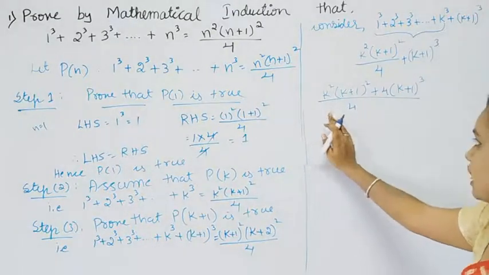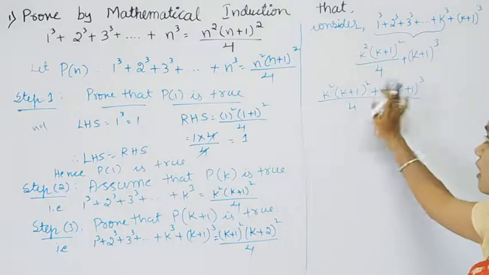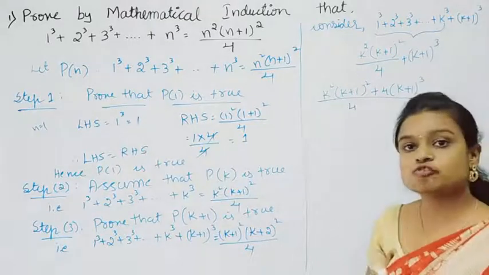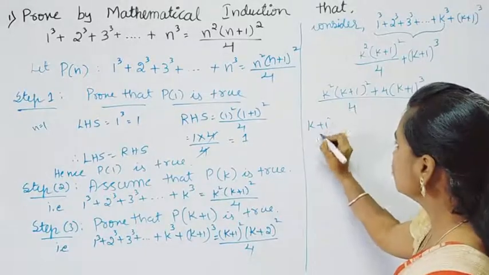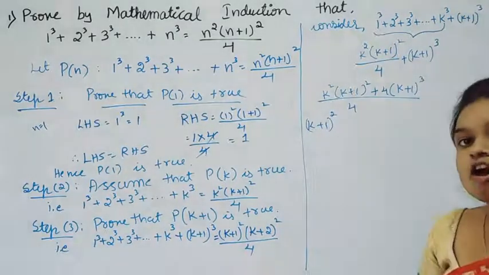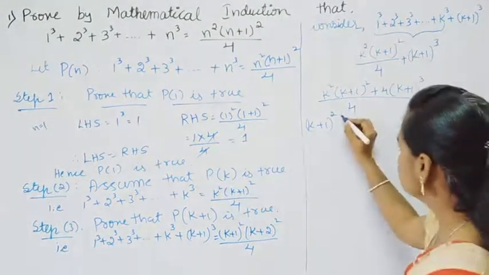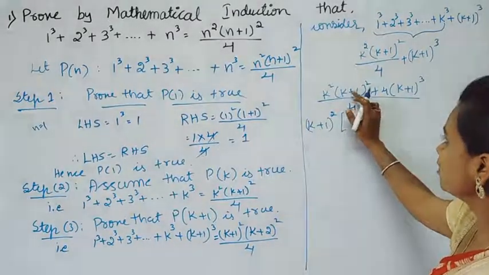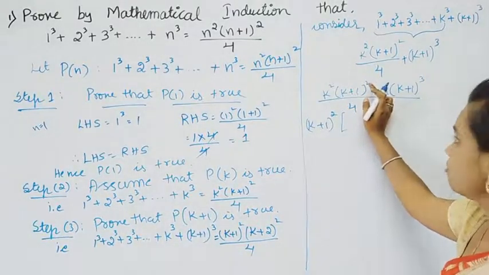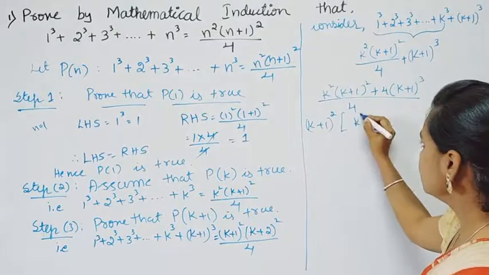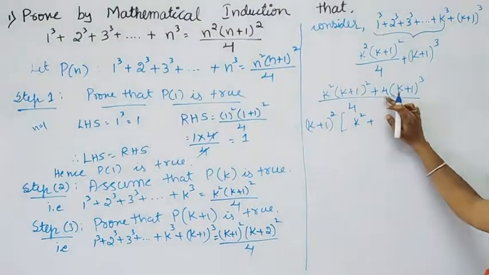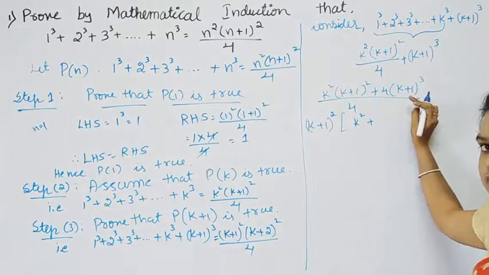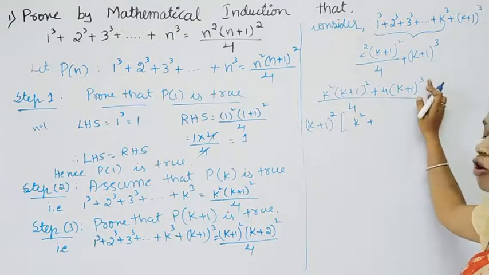So in the next step, observe that in both the terms we have (k plus 1) whole square as a common factor. So take (k plus 1) whole square as a common factor. Okay. So what is the remaining term? (k plus 1) whole square becomes common. So here we get only k square plus, and here we have 4 into (k plus 1) the whole cube. So we take (k plus 1) the whole square.